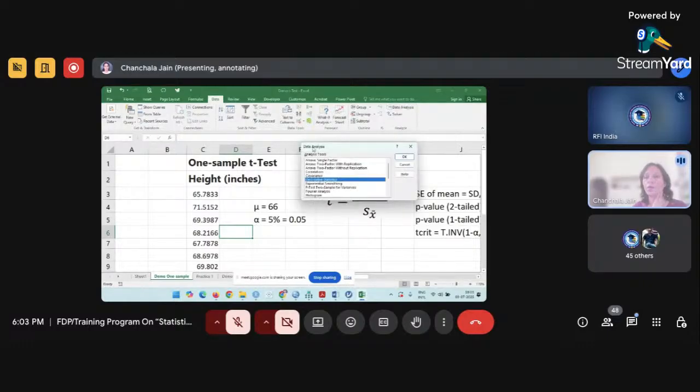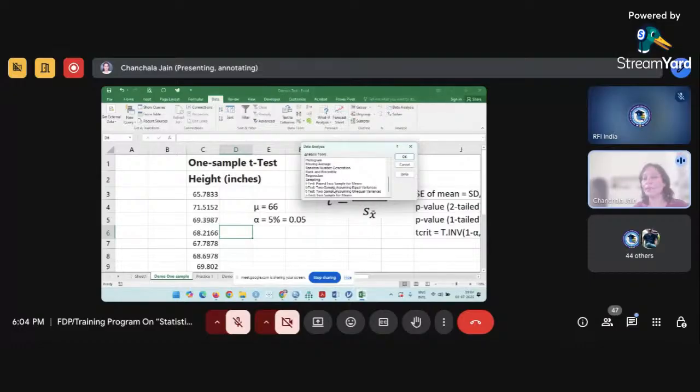Okay, so the box is appearing to you. You can see, as I already told you, all the tests are alphabetically listed here. So I'm coming down a little, and you can find we are getting the T test section here. It is showing you t-test paired two sample for means, t-test two sample assuming equal variances, t-test two sample assuming unequal variance.